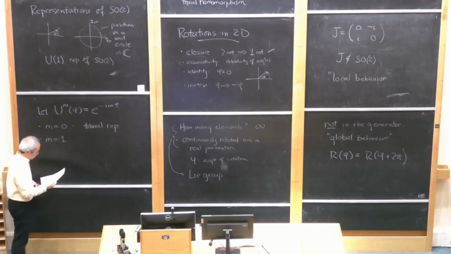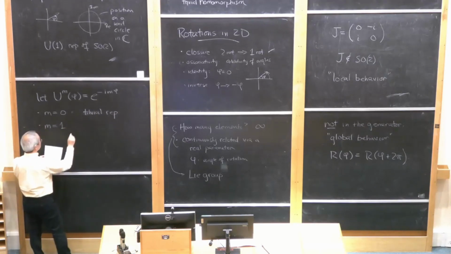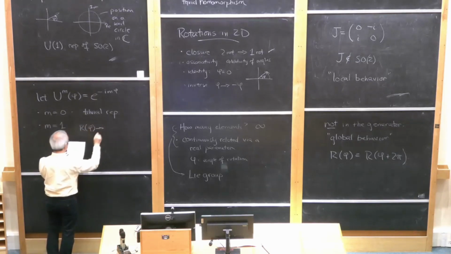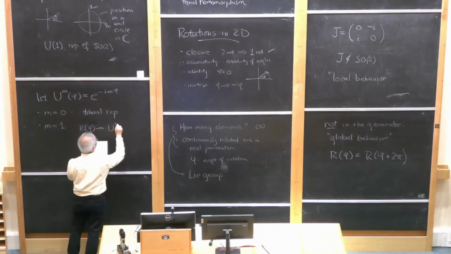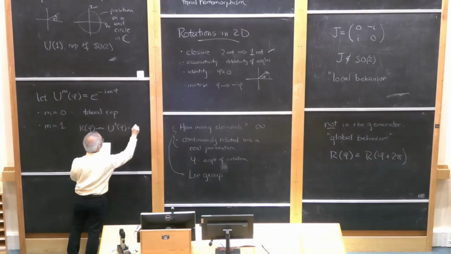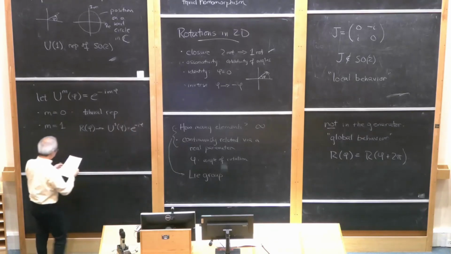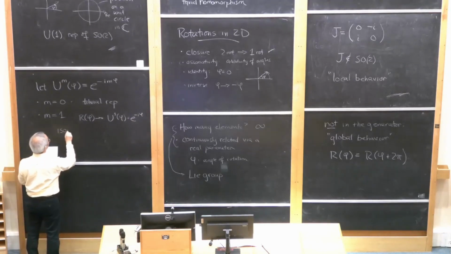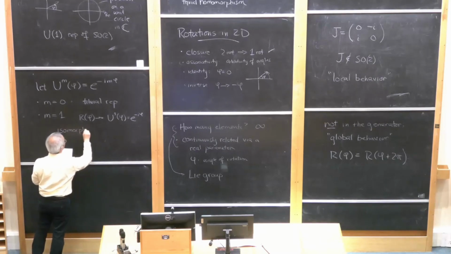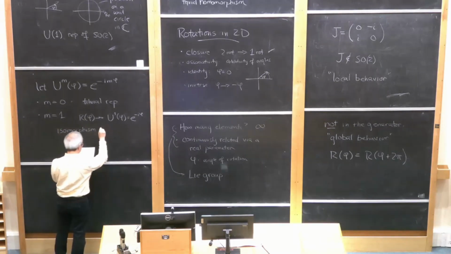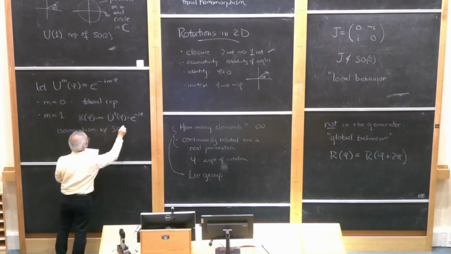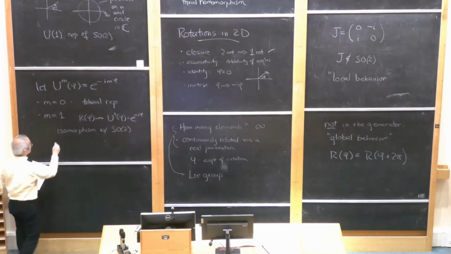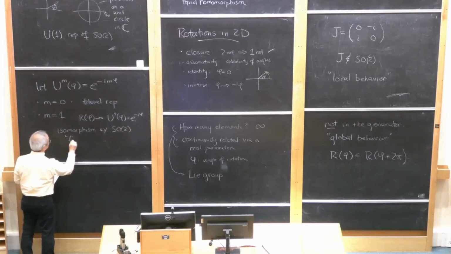Now m is equal to 1. This is where you have R(phi) corresponding to U_1(phi) equal to e to the minus i phi. So here we have an isomorphism with SO(2). So sometimes this is also called a faithful representation.